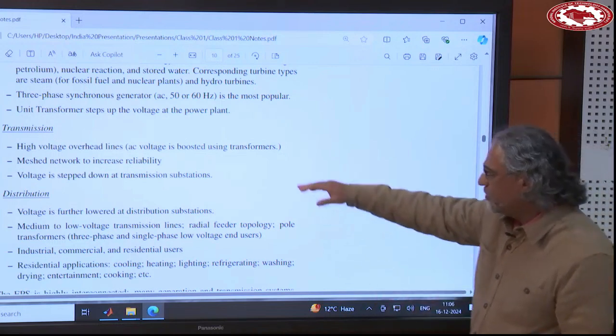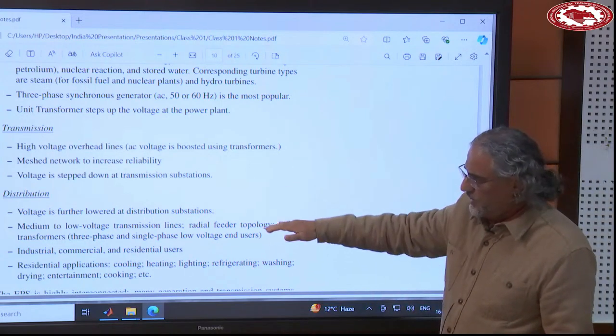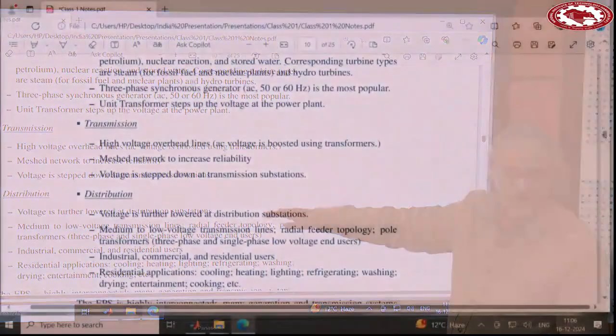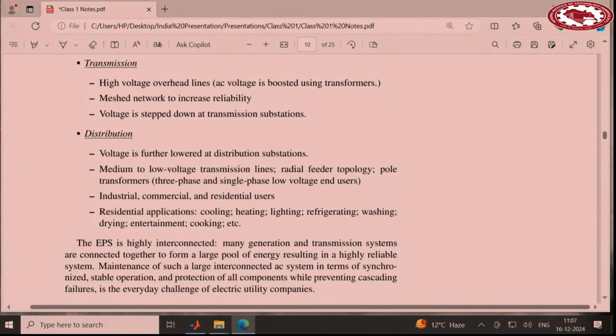So typically we are talking about hundreds of thousands of volts here, and then we're decreasing it to tens of thousands of volts, and finally to a voltage level that you can use. Consumers of the power are either industrial, commercial, or residential users. Residential applications, you are all familiar with. You use it every day: cooling, heating, lighting, refrigerating, washing, drying, and so on.